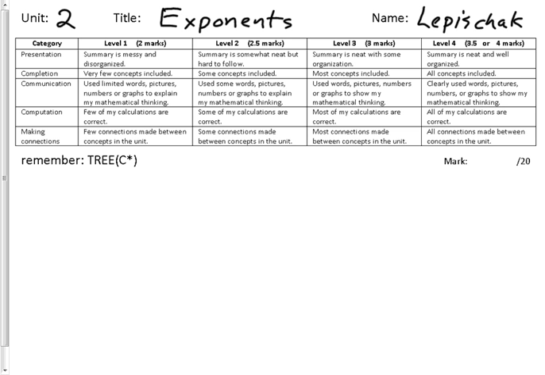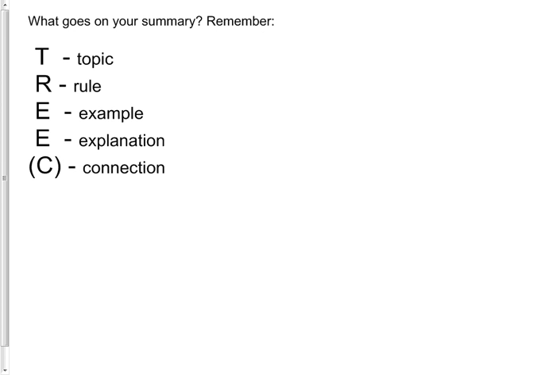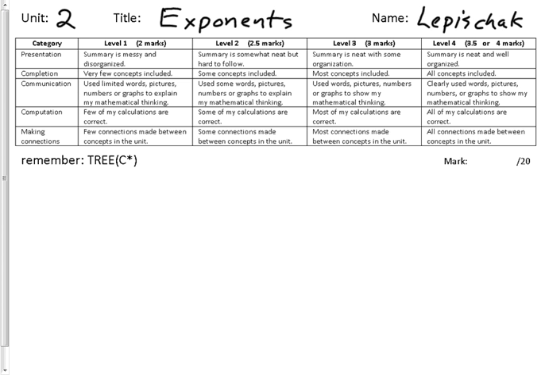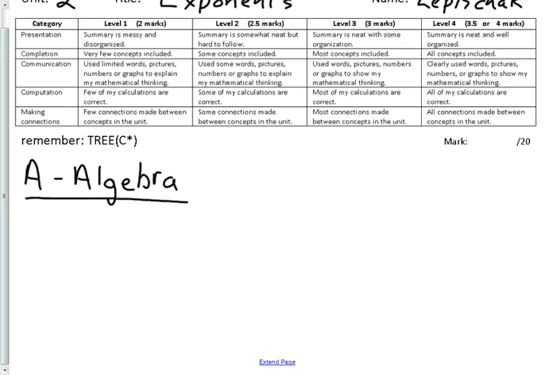So what do you put in your summary? If we go back, remember what goes on your summary: topic, rule, example, explanation, connection, and it's helpful to indicate where you're making connections with a little star. So we put all that together. Remember, TREE, C star. So the first box in the guide was algebra. Underline that.